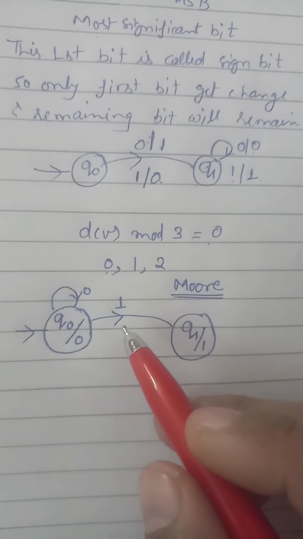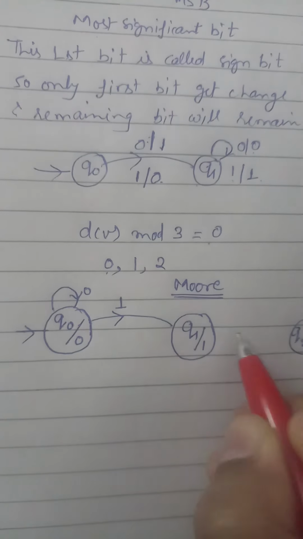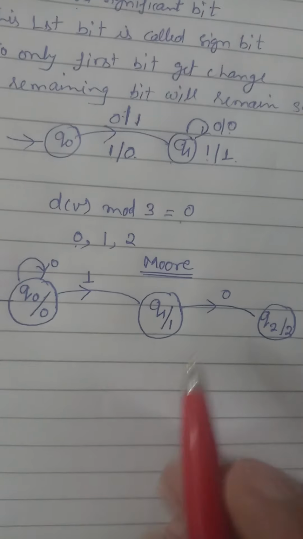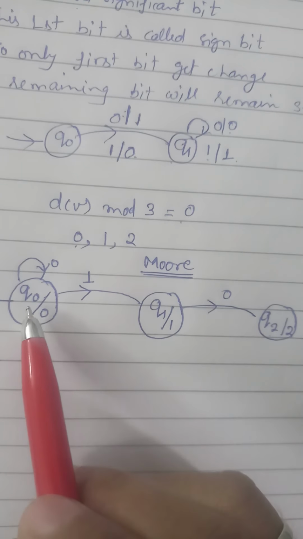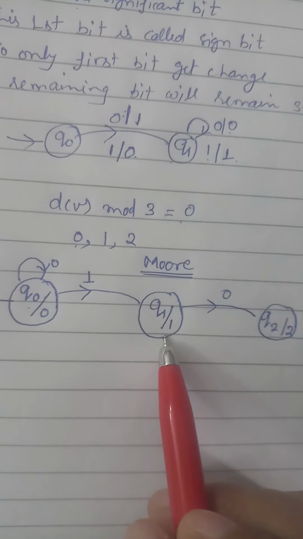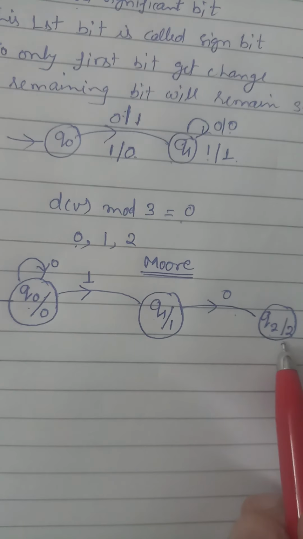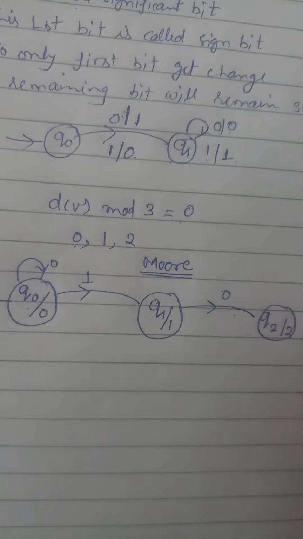So for 1 we are reaching Q1, and for the next state Q2 with 2 output. For 10, which is 2, we are reaching Q2, and if it is a 0 remainder then we are reaching Q0. If it is a 1 remainder then we are reaching Q1. That's why 1 is the output. If 2 is the remainder then we are reaching Q2 and 2 is our output.